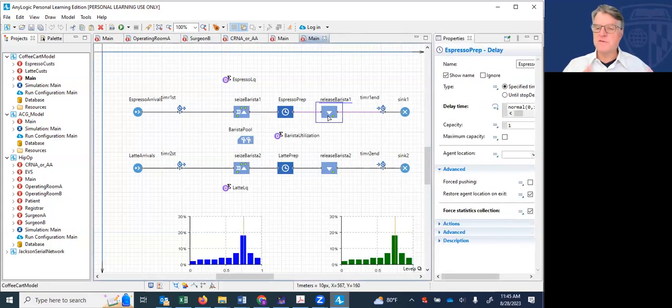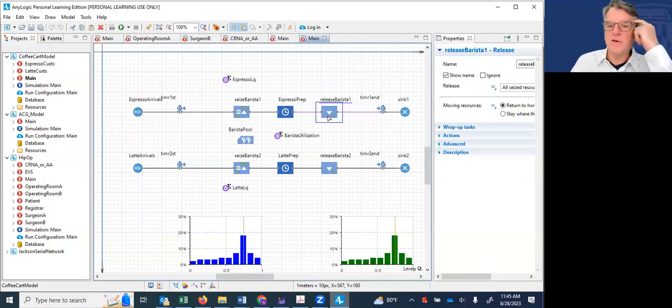And then we release the barista, and then the barista can go and start on a new customer, and then we end the timer on that particular customer that we're considering, and then we just sink that customer, meaning that customer essentially gets destroyed in the simulation. But there are continually new customers being generated here. So same logic for latte customers, just different inter-arrival and service time parameters.